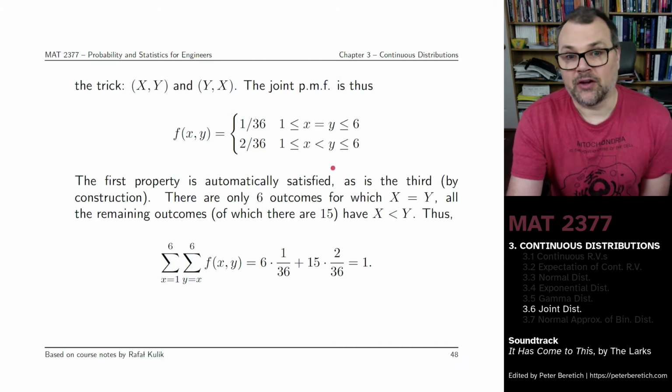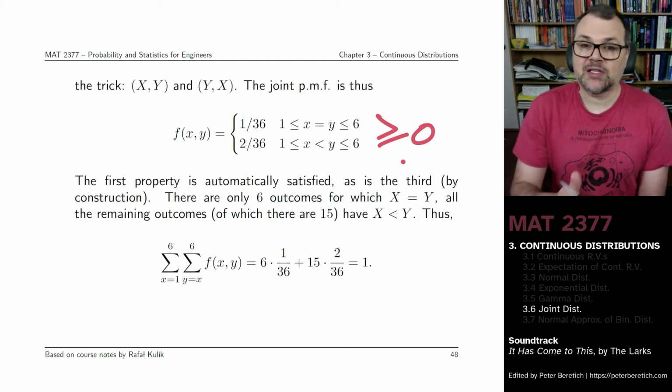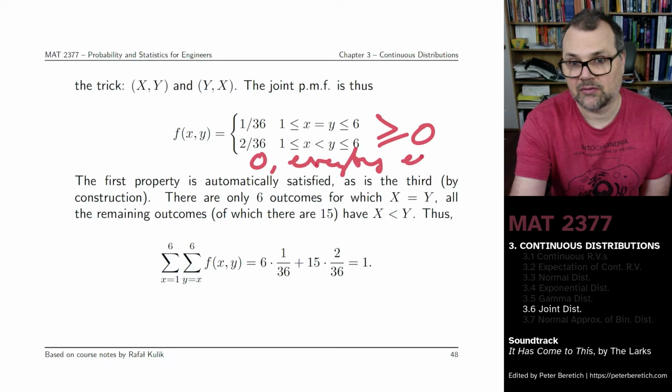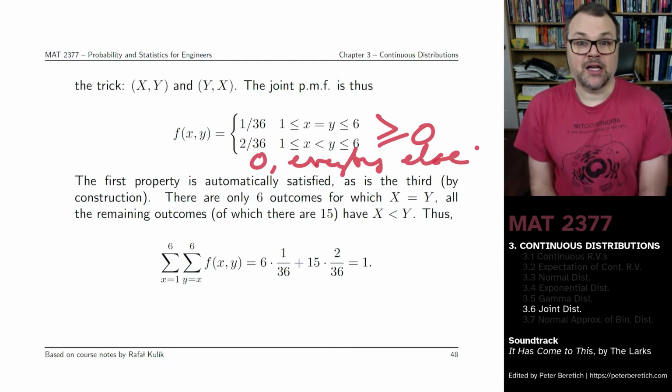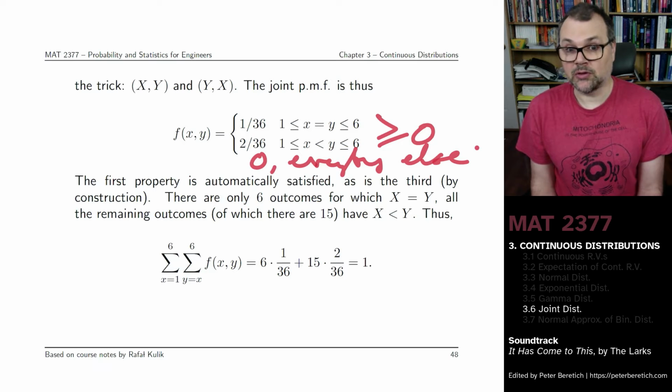And you have the outcomes where X is smaller than Y. Well, there's basically 2 over 36 for each pair of X and Y. The first property is automatically satisfied. This is always going to be greater than 0 no matter what. What's not written here but is implicit is that it's going to be 0 for everything else. What's the probability that the smallest value of the roll is 7 and the largest one is 9? That's 0. It's an impossible situation in that experiment.